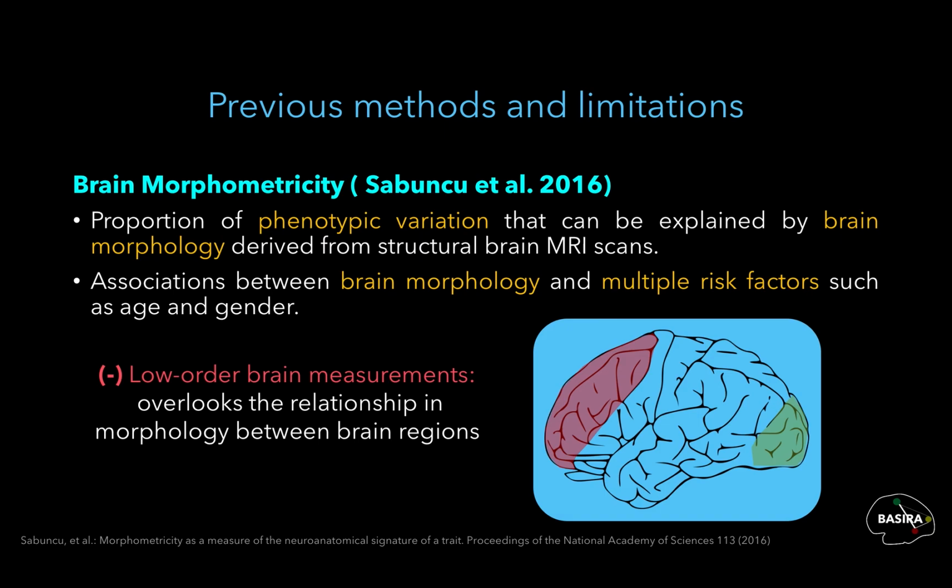However, to identify morphological signature of a specific trait, this work investigates the morphometricity of each brain region independently, which overlooks the relationship in morphology between brain regions. Basically, this cannot reveal information about how morphological changes in region A are influenced by changes in region B on a connectional level. These changes can be described by high-order brain measurements or brain connectivity.